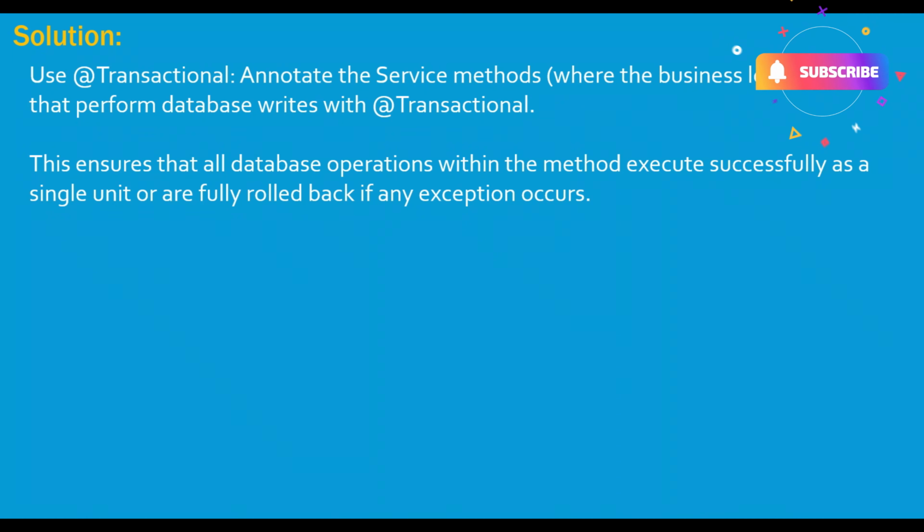You can define it at the class level, or you can define it at the method level. This is going to ensure all your database operations within that method are executed successfully as a single unit, or there will be a rollback if there is an exception anywhere in that method. Let's say one method is calling another method, which is calling another method. If there is an exception in the stack, like in the third, nested method, then the whole transaction will be rolled back. That is how you deal with transactions in Spring Boot.